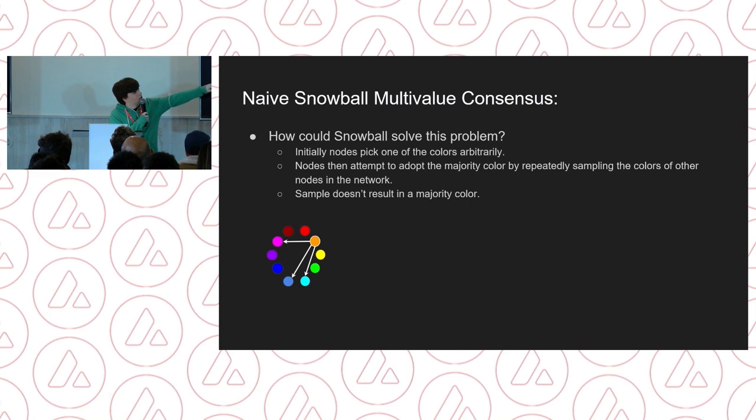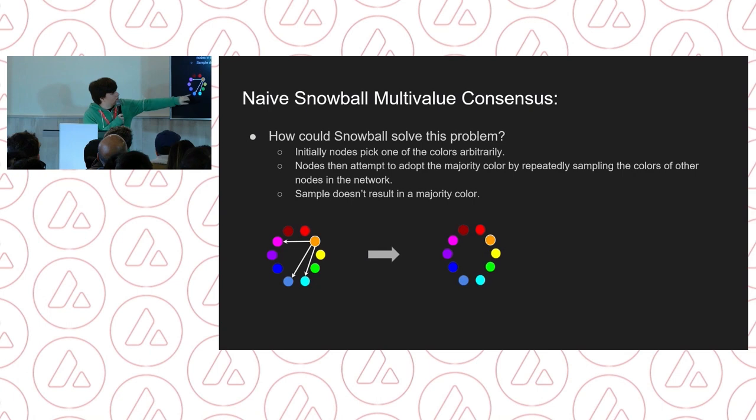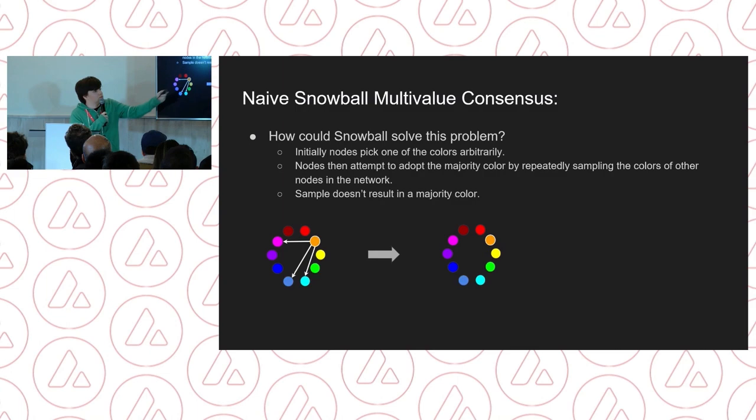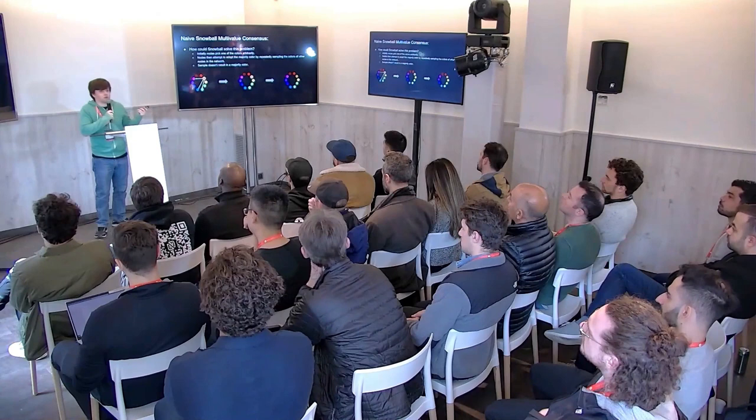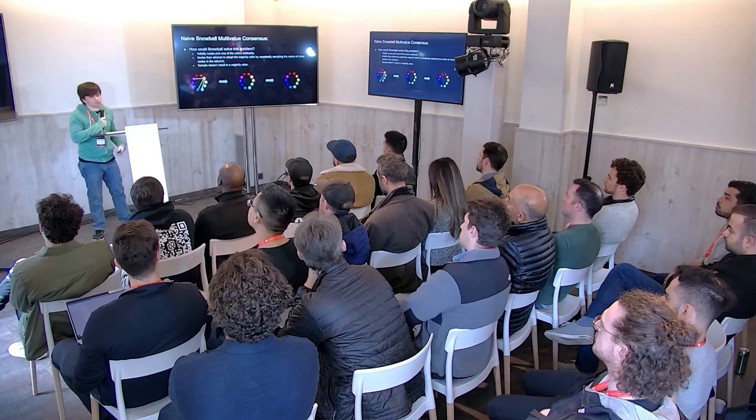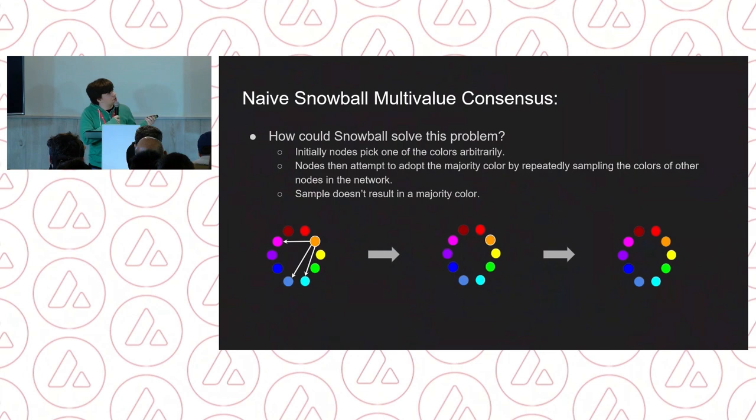When we end up sampling these nodes, there is no actual uniform majority anymore. So this node doesn't have a better color to adopt. It maintains its own, and we see that nothing is really making progress. So in this case, we can see that just naively throwing Snowball at multivalue consensus doesn't end up working how we want. This ends up being what we call the multicolor problem.